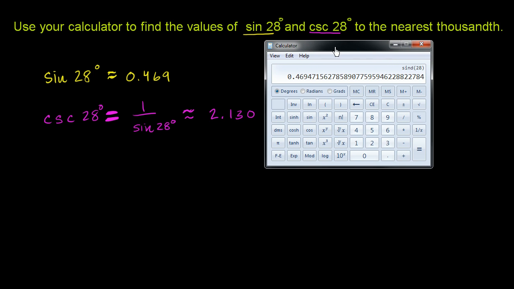So this is what we got for the sine of 28 degrees. If we want to take the reciprocal of this, we literally can just press 1 over x. So let's do that. 1 over x, and you see we get the exact same thing, 2.130.